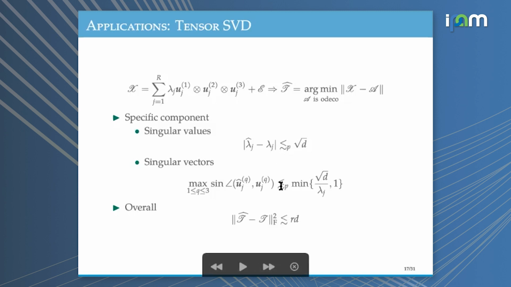So basically, what this tells us is the following. All of a sudden, just using what I showed you earlier, you can directly apply it to see how well you can estimate singular values and singular vectors of the tensor SVD problem. And you can put these together to show how well you can estimate the signal in an overall fashion. This would be the squared Frobenius norm, the sum of squares of all these entries. So this is a very simple example, and you can also talk about a more involved example.